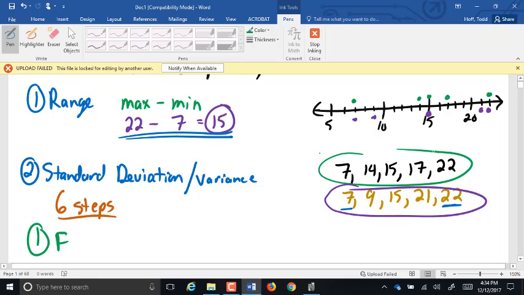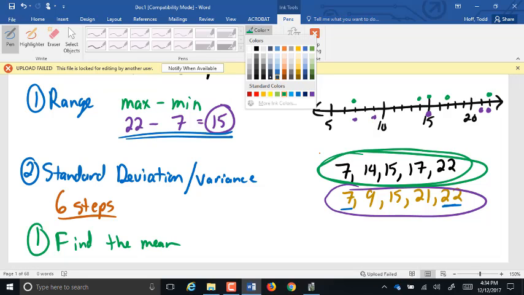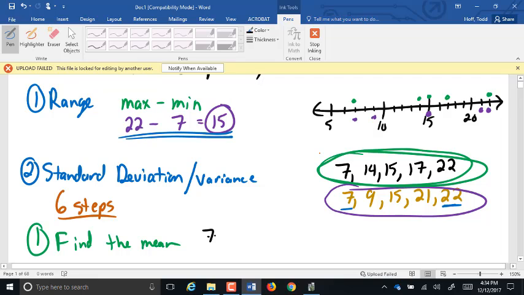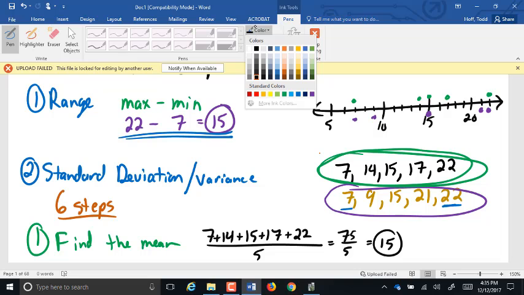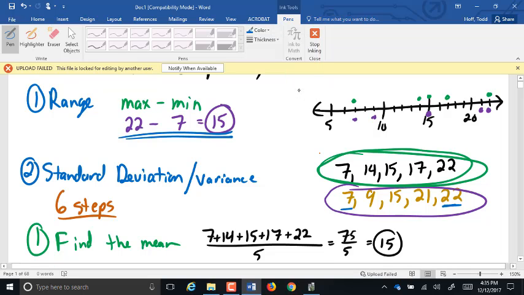Step 1, and we're going to use the green set of numbers up here, is to find the mean. So the mean of that set of numbers, 7 plus 14 is 21, plus 15 is 36, plus 17 is 53, plus 22 is 75. Divided by 5 gives us a mean of 15. So that's step 1. Found the mean.